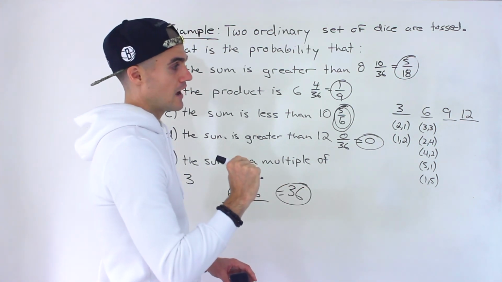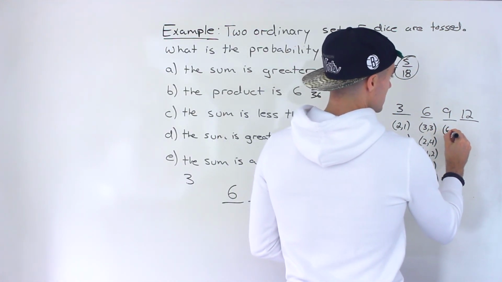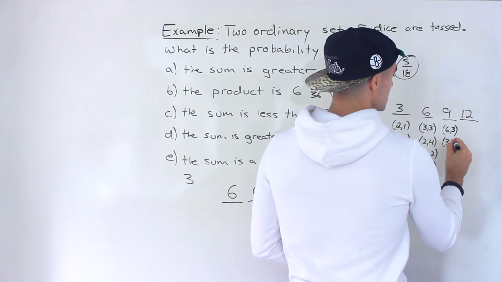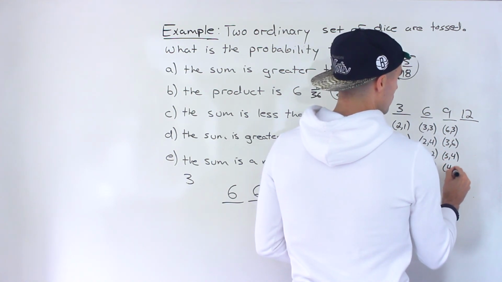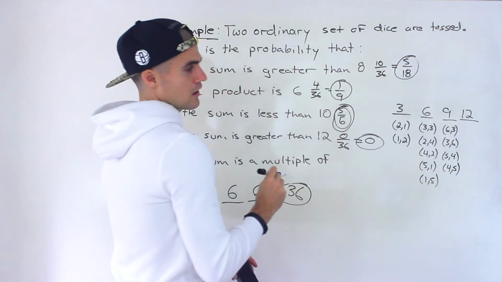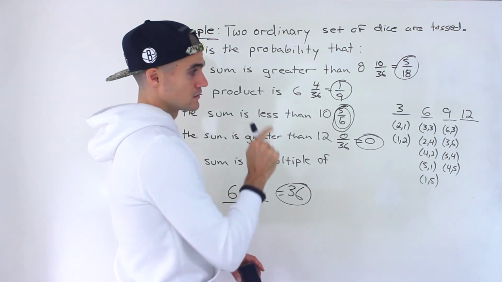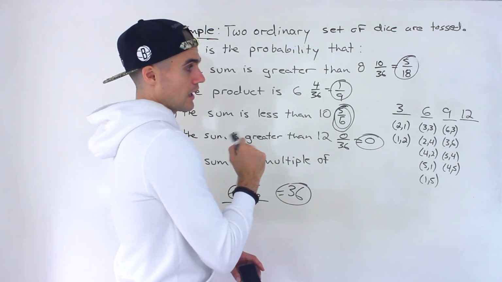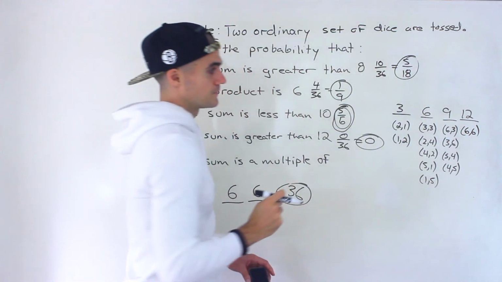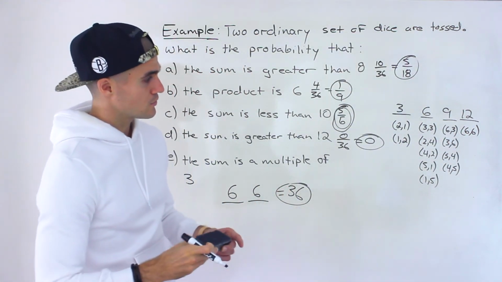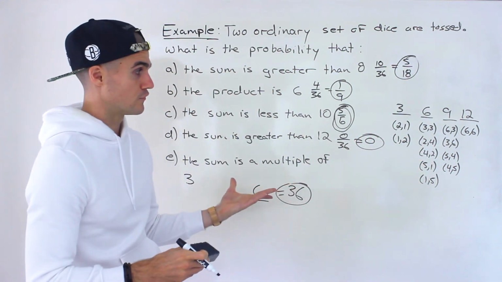What about a sum of 9? That would be 6 and 3, 3 and 6. 5 and 4 would work as well, 4 and 5. And then I believe that's it. 4 different possibilities for a sum of 9. And then a sum of 12, there's only one possibility for that, 6 and 6, like that. Right, so these are all the different possibilities where the sum would be a multiple of 3.